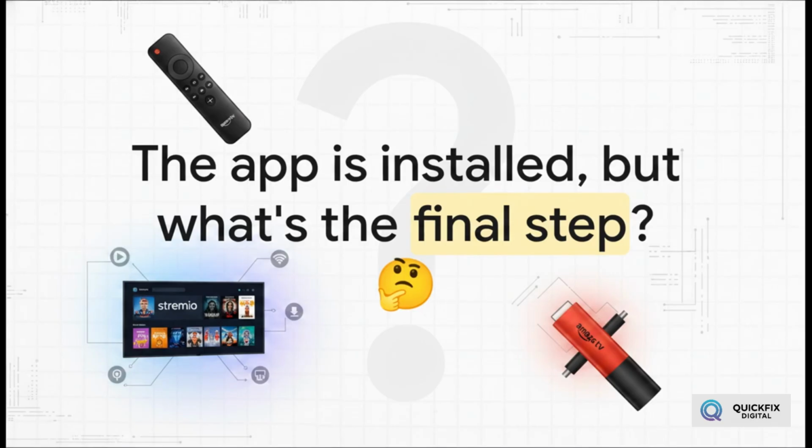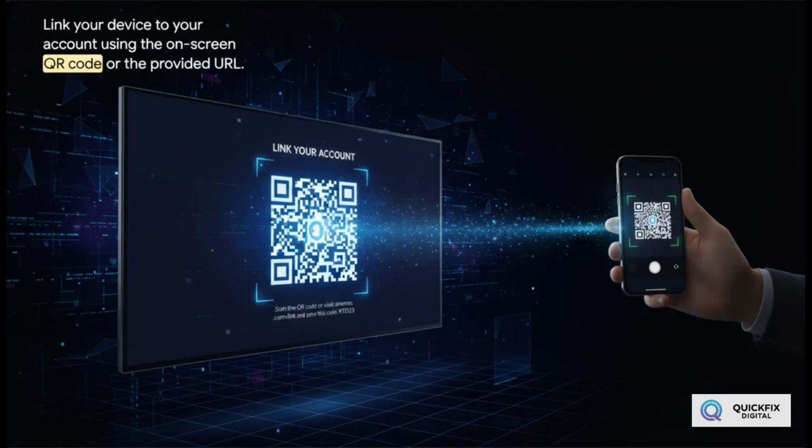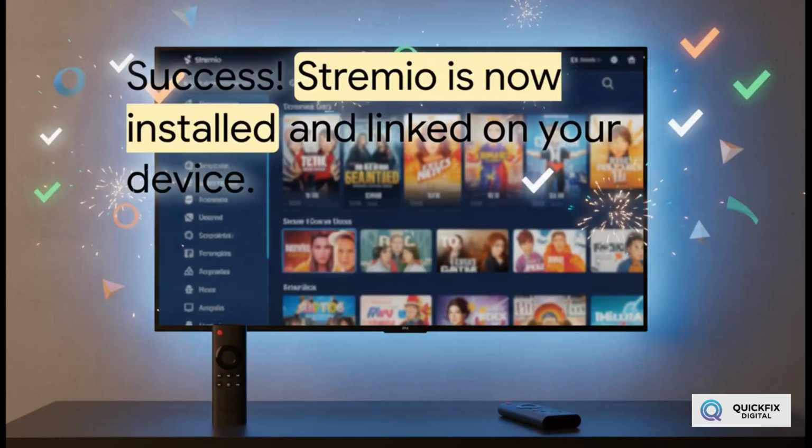We're almost there. What's the very last step? Now for the fun part. Go find Stremio in your list of apps and fire it up. You'll see a code on your screen. This is what links the app to the account we just made. And you're in! Stremio is now fully installed and linked to your account.